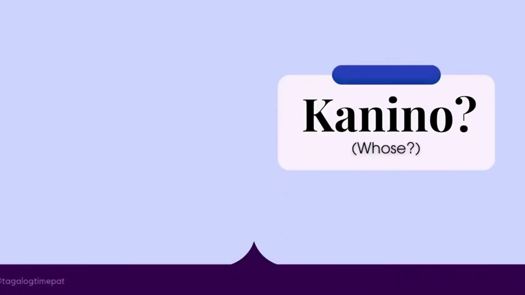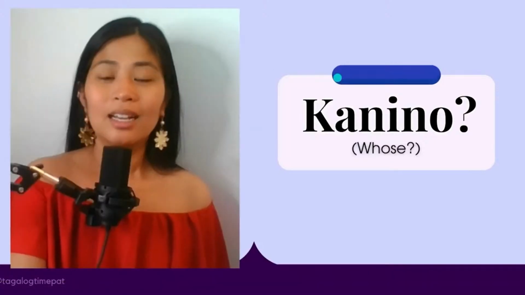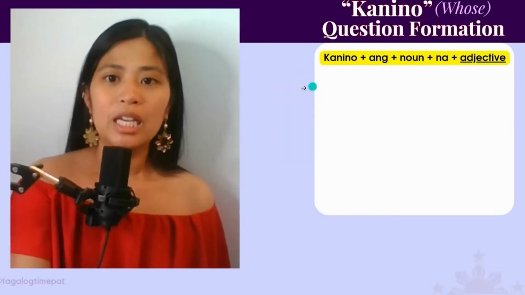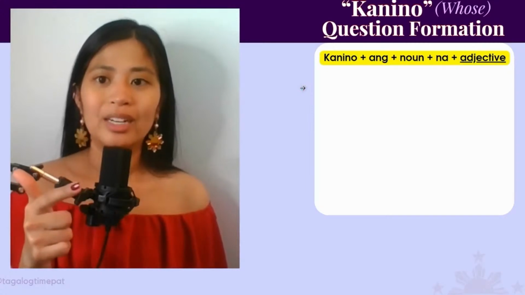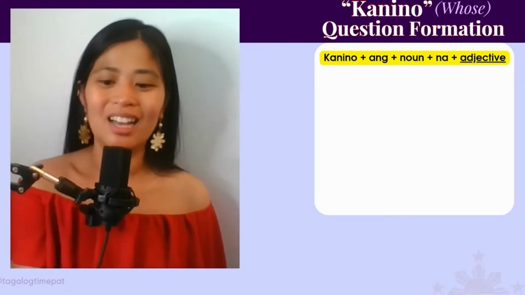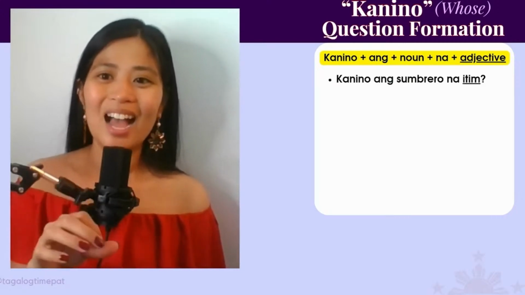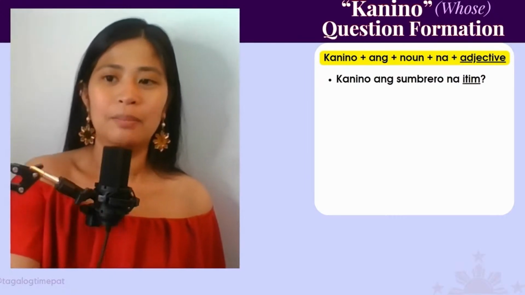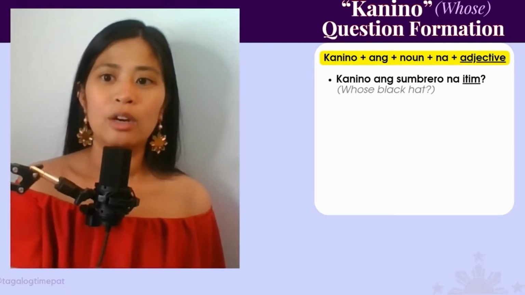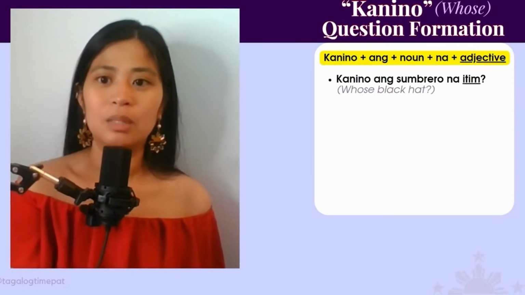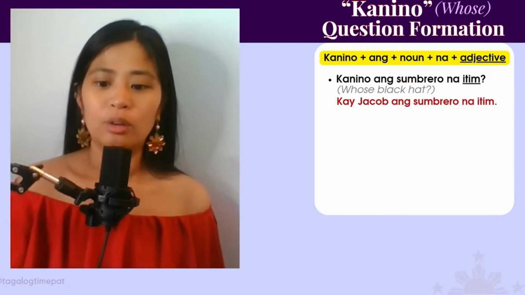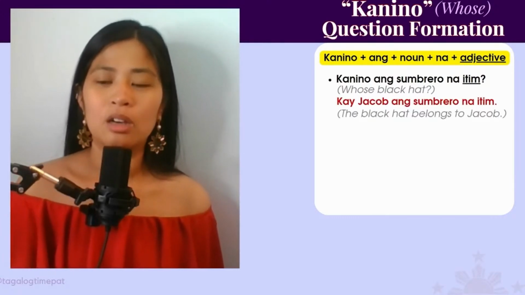All right, the next question word that we are going to learn is kanino. Kanino means whose. It could be used like this. Kanino, then the word ang, then the noun, then na, and then an adjective. I know that's a lot. Let's take a look at it in action. So, kanino ang sombrero na itim? Whose black hat? Sombrero is hat, itim means black. Now the response. Kay Jacob ang sombrero na itim. The black hat belongs to Jacob.